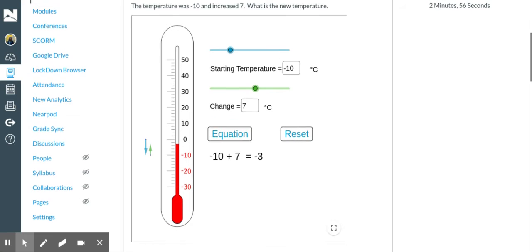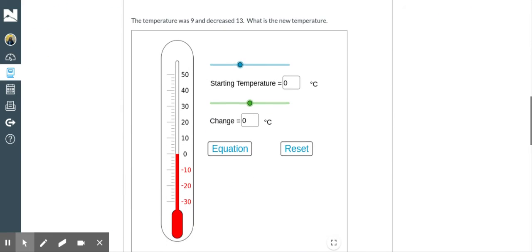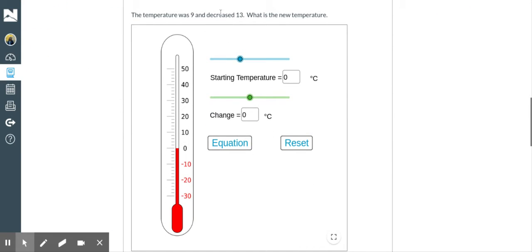So the next example has 9, and I'm decreasing this time. So instead of an increase in temperature, I'm going to decrease with question number 2. So I'll start at 9. And I'm going to decrease. So instead of going in the positive direction, I want to go more down.